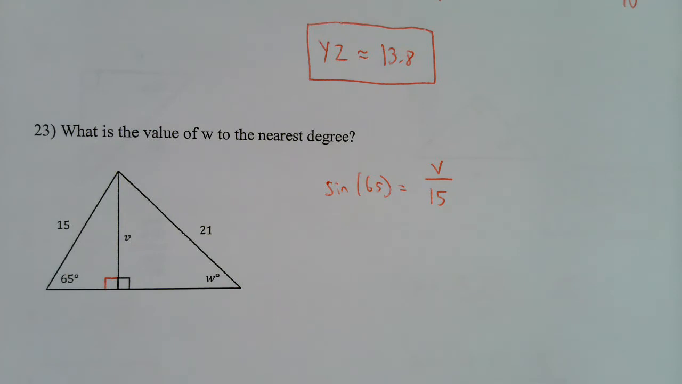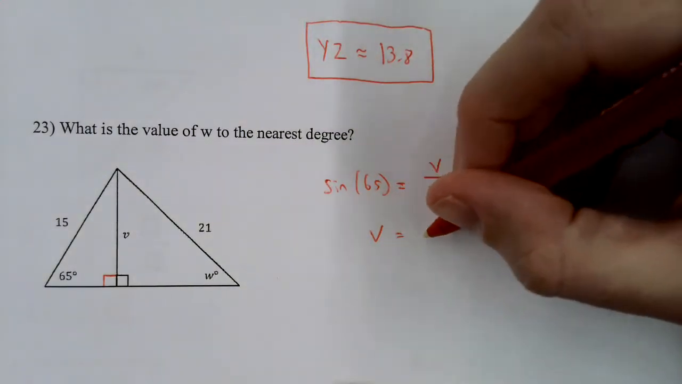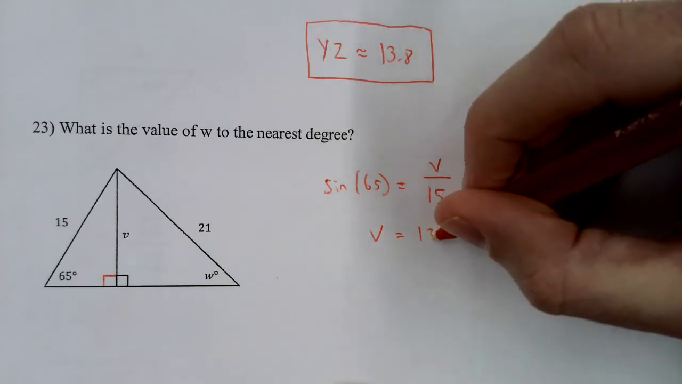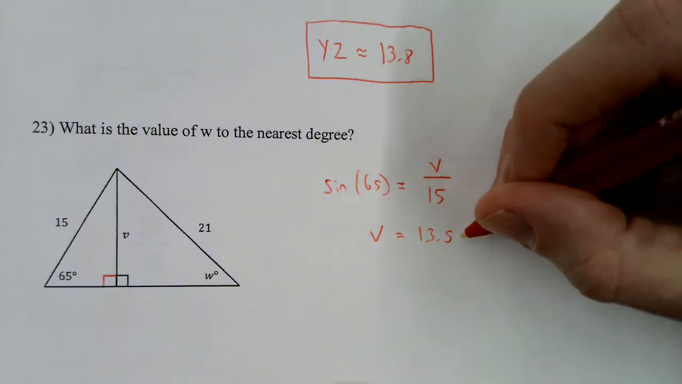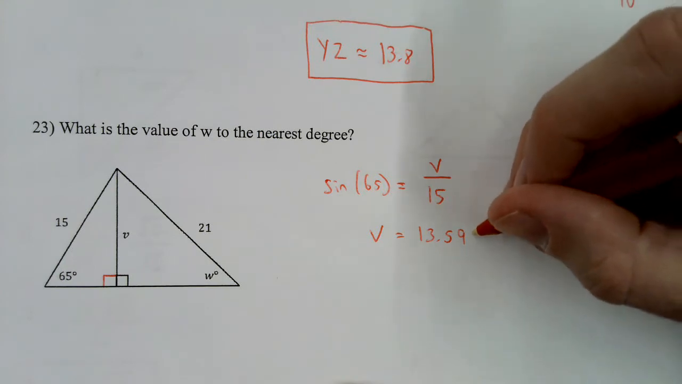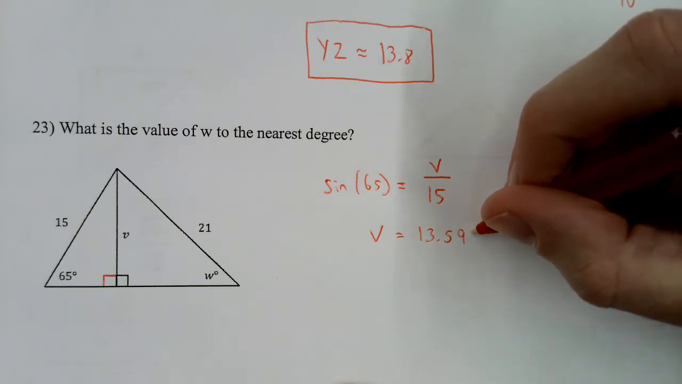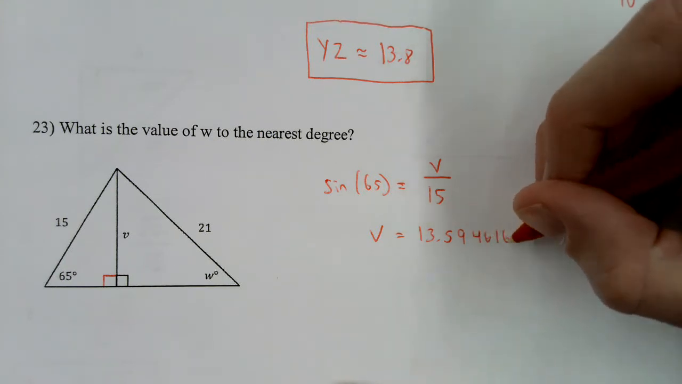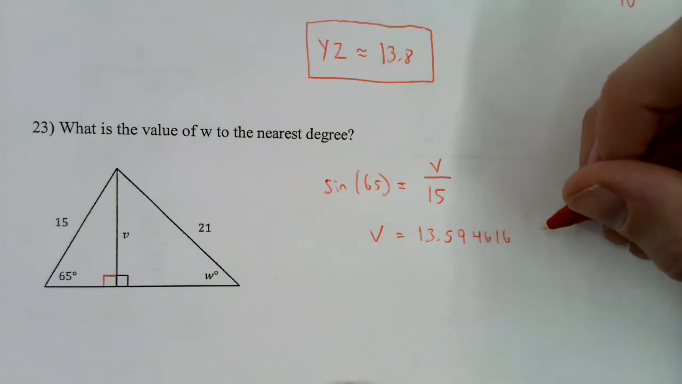Solve that for v. 15 times sine 65. I'm going to write out all the decimals now. I'm not going to round until the very end of the problem. 13.59461681.